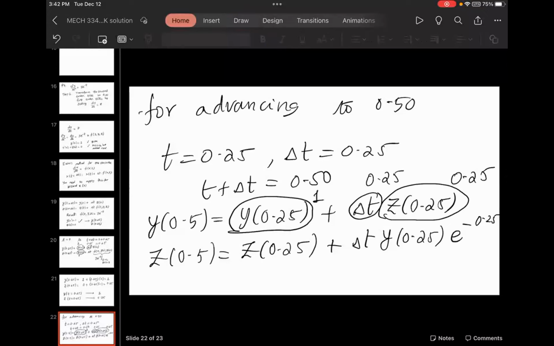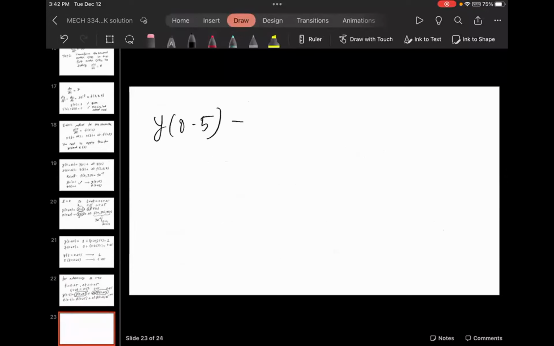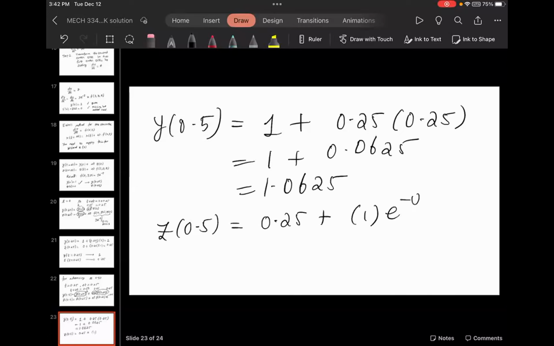So I'm going to write y of 0.5 is equal to 1 plus 0.25 times 0.25, which is 1 plus, what is 0.25 squared? I think this is 0.0625, or 1.0625, and z of 0.5 equal to 0.25 plus, what is y of 0.5? That is 1 times e power minus 0.25.